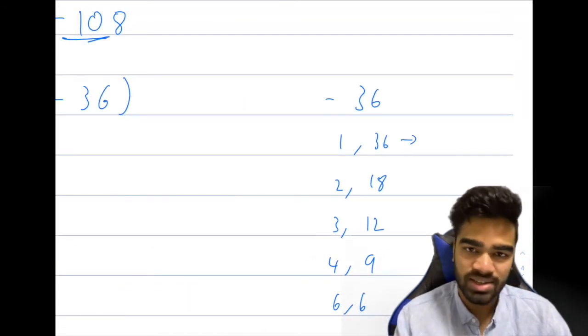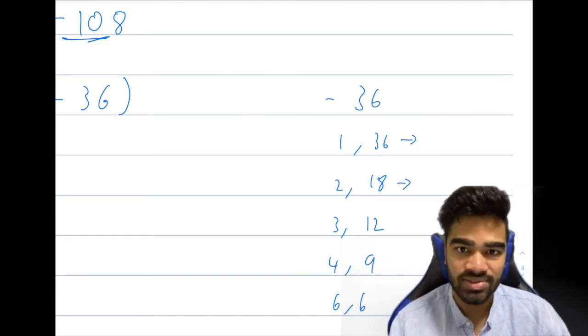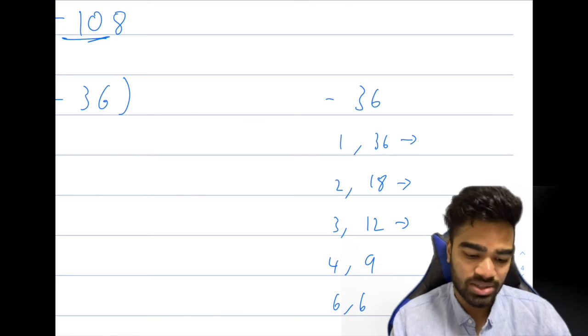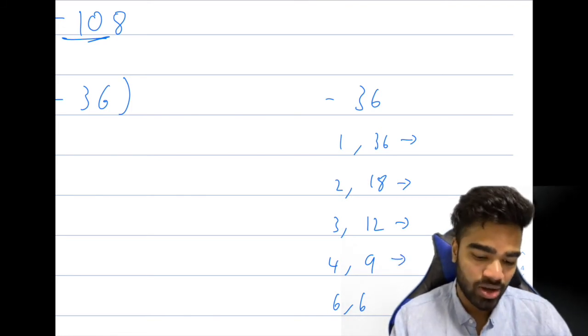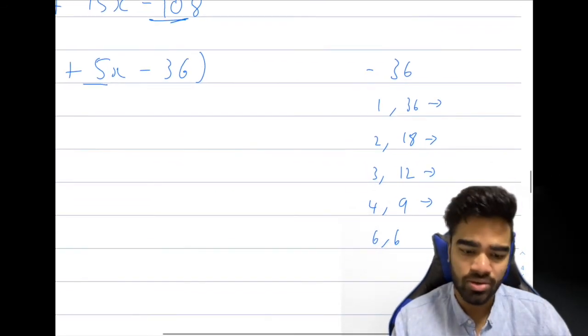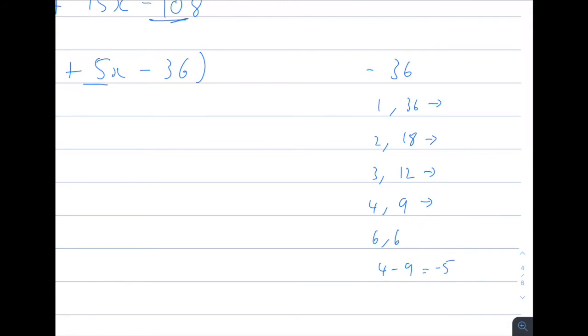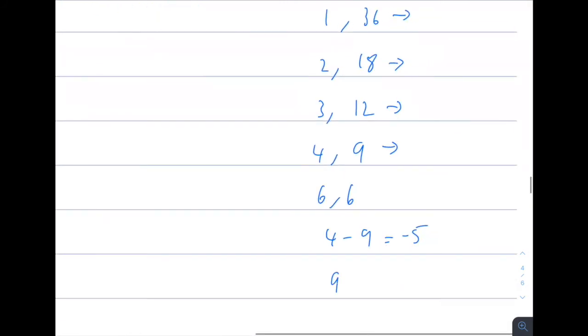Let's see. 1 plus 36 is 37. 1 minus 36 is 35. Nope. 2 plus 18 is 20. 2 minus 18 is negative 16. Nope. 3 plus 12 is 15. 3 minus 12 is negative 9. Nope. 4 plus 9 is 13. 4 minus 9 is, hang on, 4 minus 9? Negative 5. Okay, except we don't want a negative 5. We want a positive 5, right? So instead we'll do 9 minus 4 is positive 5.